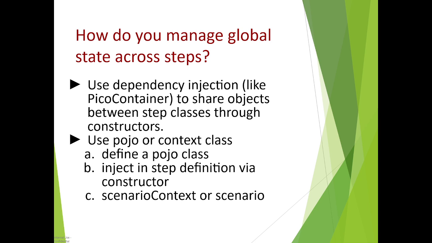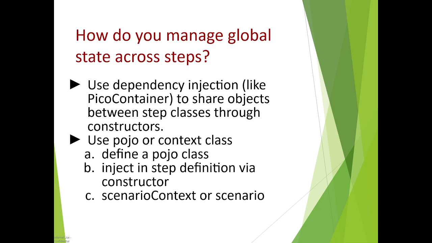So in summary, we can use context classes per scenario or POJO classes. We can use static variables which can be shared or managed globally across the steps, and we can use dependency injection via Spring or any of the other supported frameworks.